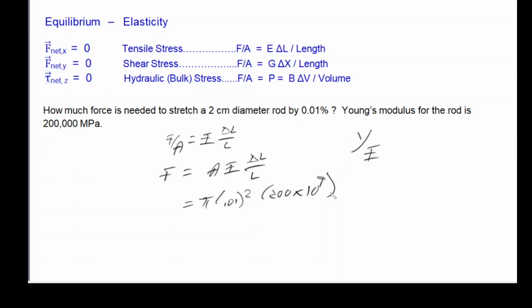And we want 0.01%, which is 10 to the minus 4th times L over L, where these L cancel out. So that ends up being equal to 628 times 10 to the 1 newtons, or the force is equal to 6,280 newtons. That's the force needed to stretch the rod by 0.01%.